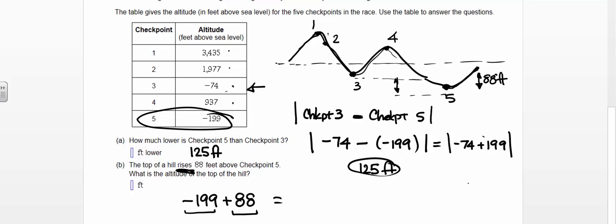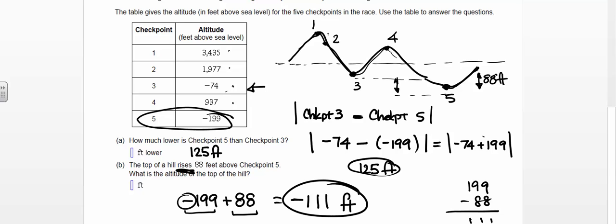And that's simply going to be, again, you're adding a negative number to a positive number, so it's just like doing a subtraction, right? 199 minus 88 gives me 111, so that's 111. But because the larger number was negative, the sign stays negative. So the altitude of the top of the hill that's beyond checkpoint 5 is negative 111 feet.